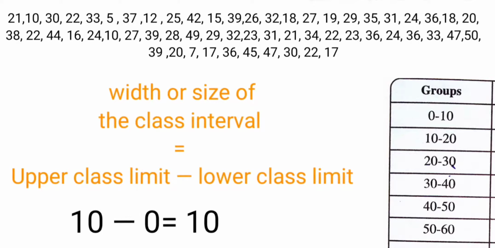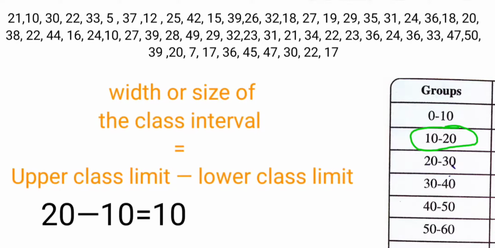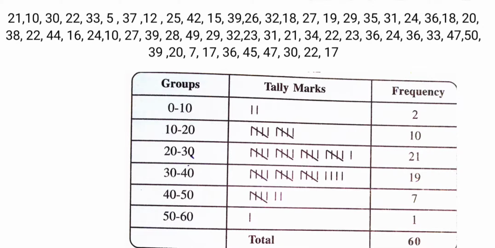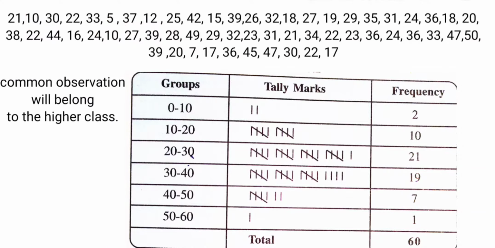For the class interval 0 to 10, the size is 10 minus 0, upper class limit minus lower class limit, which is 10. Similarly 20 minus 10 is 10. So the size of the class interval here is 10. For the group 0 to 10, the frequency is 2 because in this data only 5 and 7 are there. Keep in mind that a common observation belongs to the higher class, so 10 is not considered here.